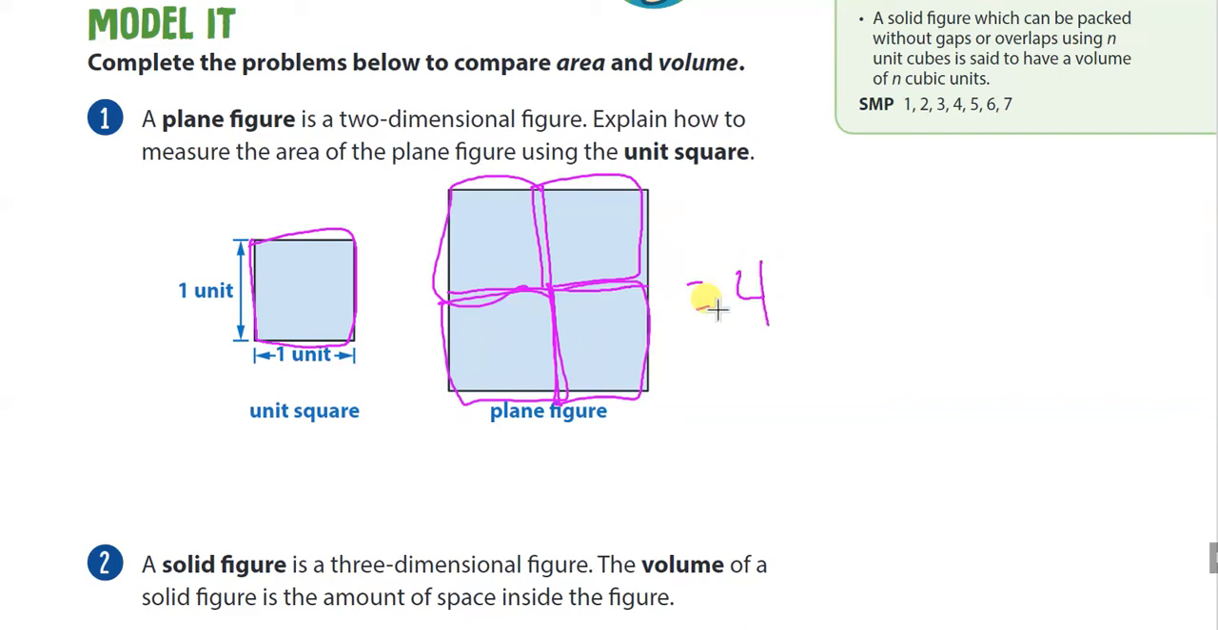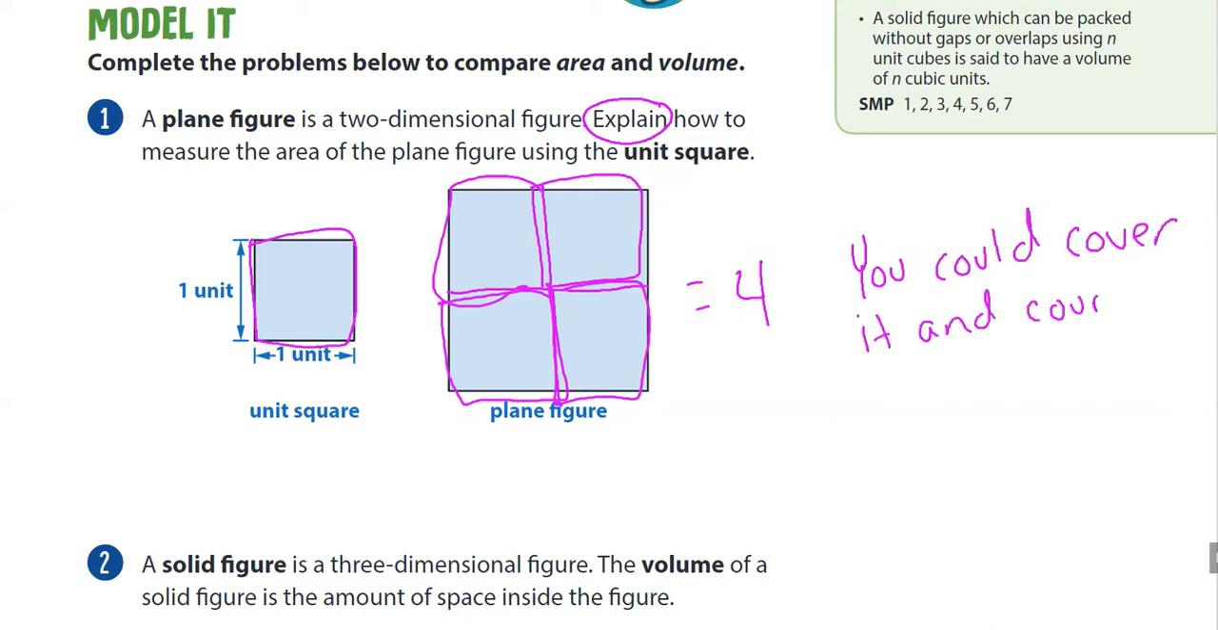4. And don't forget, when it says explain, it wants you to do that because you're going to be asked to do that a lot, so you might as well practice it now, right? So you could cover it and count the unit squares that it takes to cover it. I hope your writing is nicer than mine in here, although this part's your notes, so if it's sloppy, it's okay.